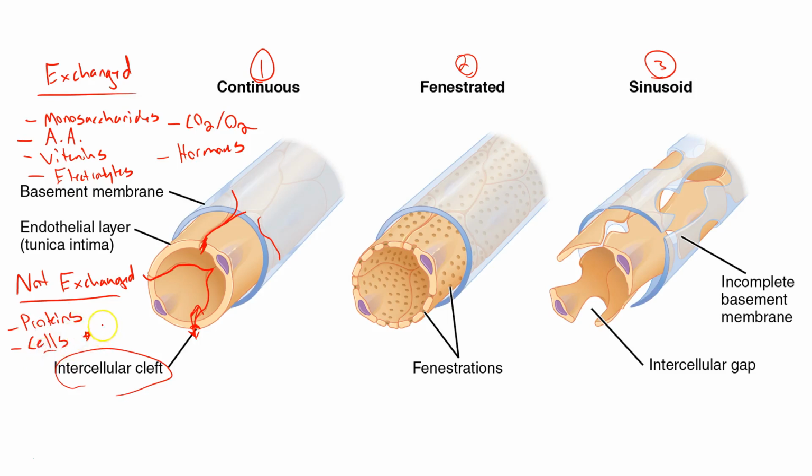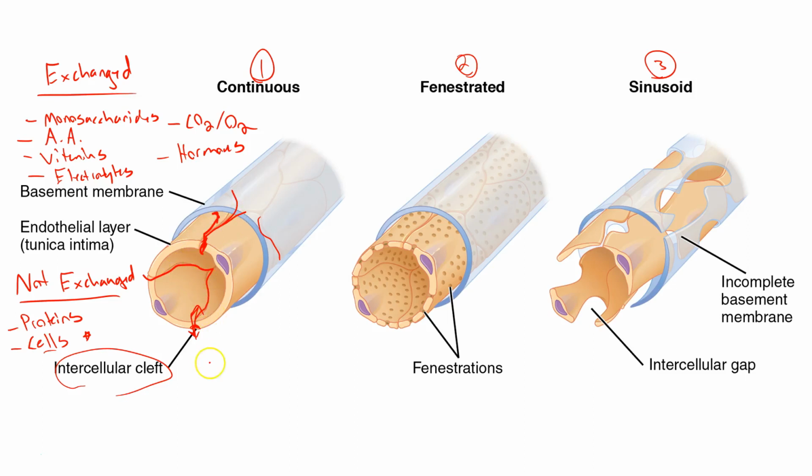This sometimes throws students off. Some cells, specifically leukocytes, mostly the neutrophils, a certain kind of white blood cell, the neutrophil, which we talked about earlier, are specially trained to wiggle their way through these cell junctions. So they are kind of an exception, but normally cells are not able to pass through here.